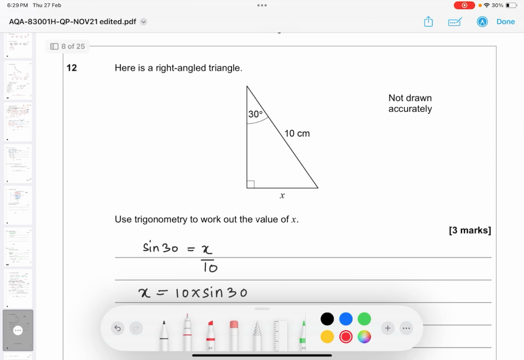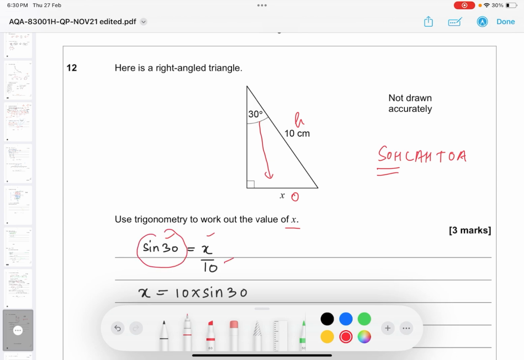Here's a right angle triangle. Use trigonometry to work out the value of x. We can clearly see that this is opposite and this is hypotenuse. So we will use SOHCAHTOA. We will use SO over here. That means sine. So sine 30 equals x by 10.